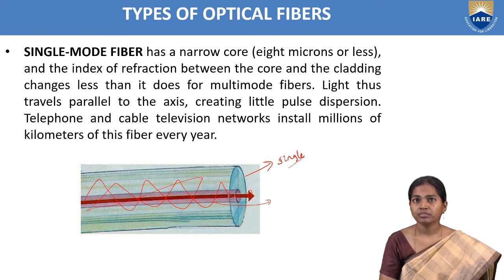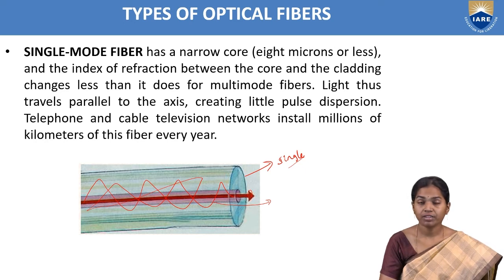So single mode fiber has a narrow core, and the index of refraction between the core and cladding changes less than it does for multimode fibers. So light thus travels parallel to the axis, creating little pulse dispersion. Basically, telephone and cable television networks install millions of kilometers of this fiber every year.